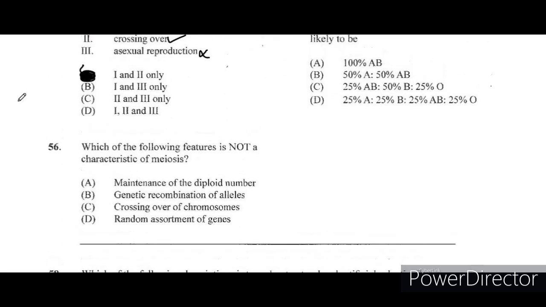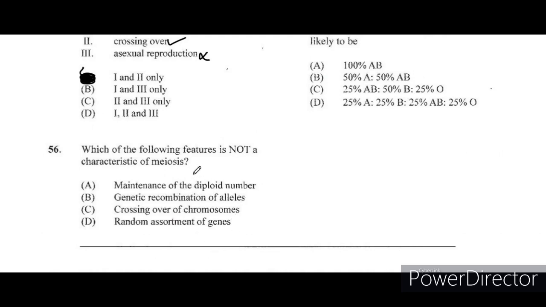56. Which of the following features is not a characteristic of meiosis? Maintenance of the diploid number, genetic recombination of alleles, yes, that causes the variation, crossing over of chromosomes, yes, that happens. Random assortment of genes is the same as B. If you read, you'll see that they're basically the same thing, random assortment and genetic recombination. But okay, I'll go with A for this, but maintenance of the haploid number, not sure what that's trying to say.